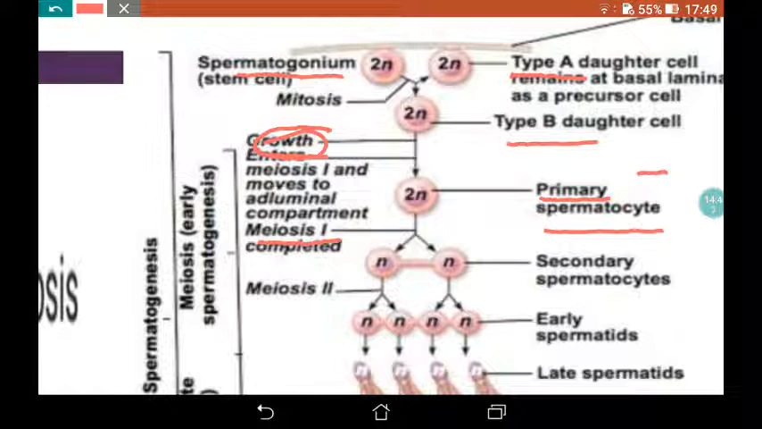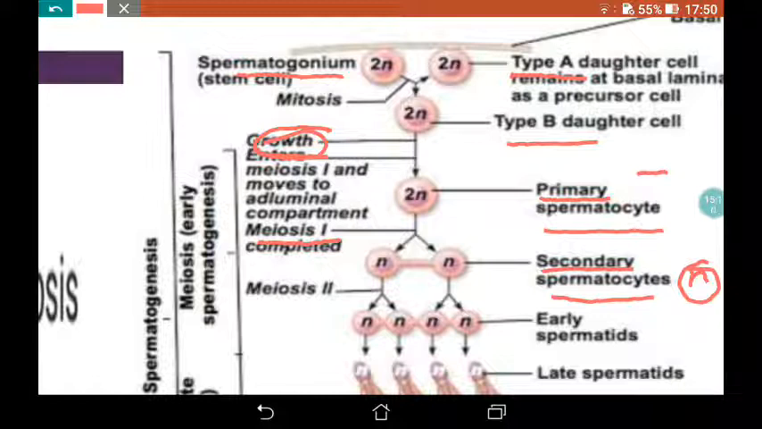After meiosis 1, two secondary spermatocytes are being formed. How many? Two secondary spermatocytes are being formed, and these two are haploid in nature because meiosis 1 is a reductional division. So because of the reductional division of the primary spermatocyte, two haploid secondary spermatocytes have been formed.